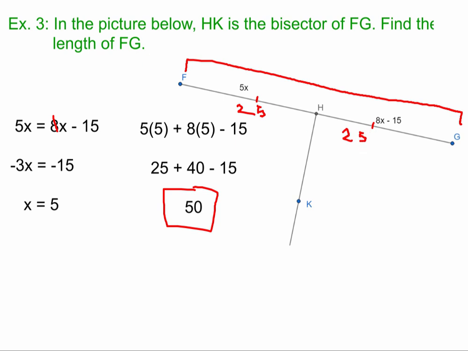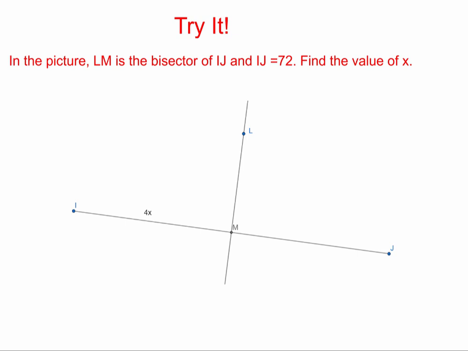All right, so that's everything you need to know about segments, midpoints, and bisectors. So I'm going to leave you with this try it problem. It says in this picture, LM is the bisector of IJ, and IJ, this whole length, is 72. Find the value of x. So I'm going to leave this as a problem for you to try.